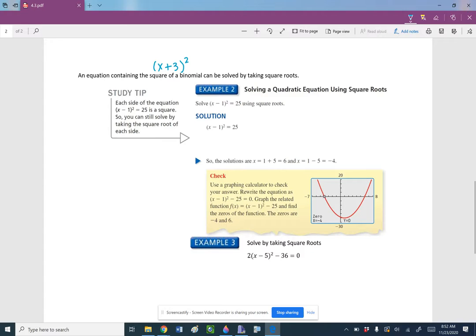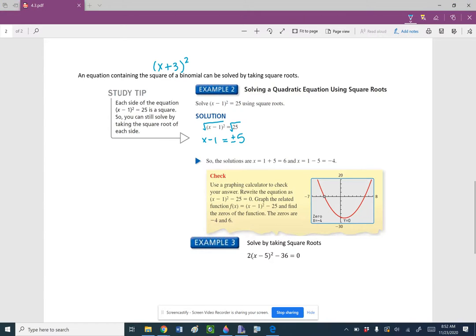We have (x - 1) squared equals 25. We've already got our squared term isolated, right? On the left side, all we have is our squared term. So now to solve, we just need to take the square root of both sides. On the left side, we'll have x - 1, and on the right side, the square root of 25 is plus or minus 5.